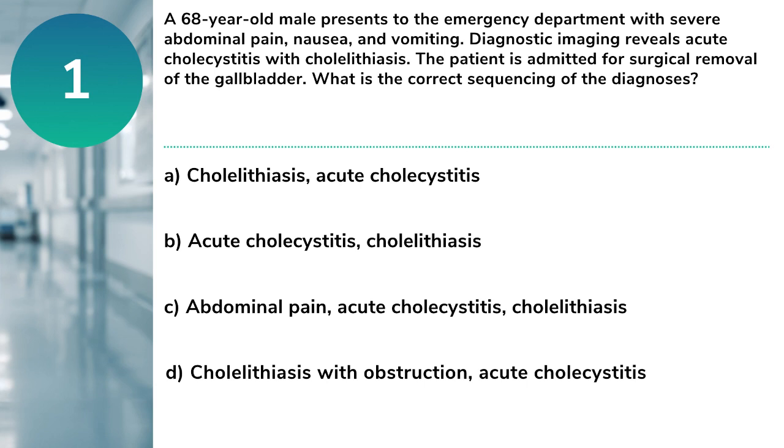Question 1. A 68-year-old male presents to the emergency department with severe abdominal pain, nausea, and vomiting. Diagnostic imaging reveals acute cholecystitis with cholelithiasis. The patient is admitted for surgical removal of the gallbladder. What is the correct sequencing of the diagnoses?